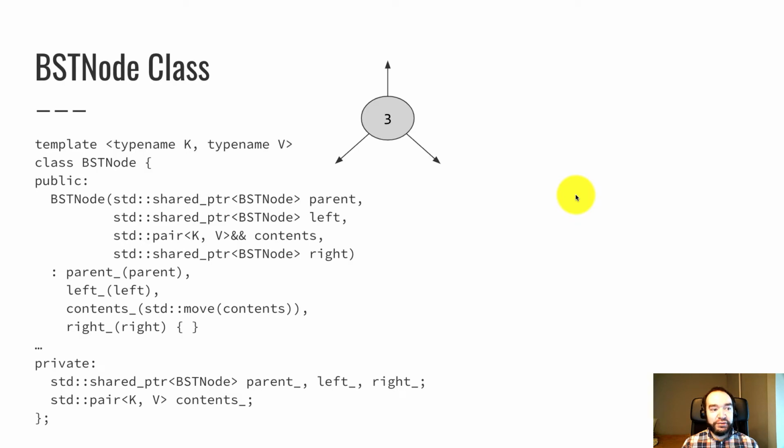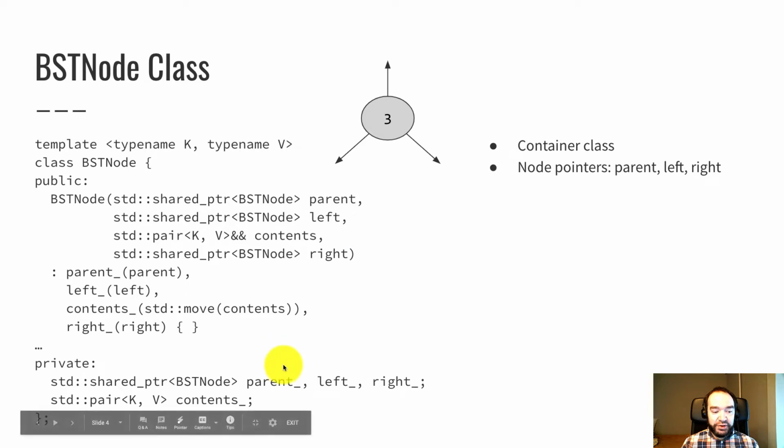Let's get into the code for a node. So it's a fairly simple container class, meaning that it contains a few data members and has accessors and mutators for that, and that's pretty much all it does. It doesn't have any other complicated operations. There are the three node pointers, of course. So as sketched here, every node has a parent going up, a left going left and down, and a right going right and down, and we see that there are three standard shared pointers to other BSTNode objects called parent, left, and right.